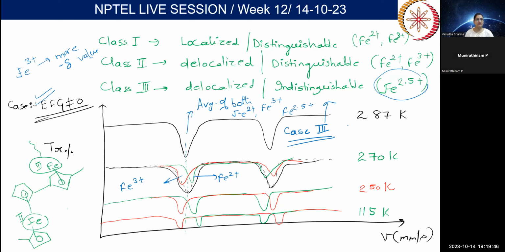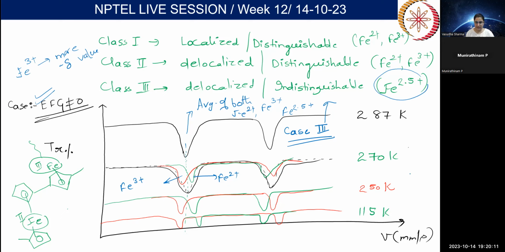So when we were having a high temperature, 287, both of them got delocalized and we got an average oxidation state of 2.5. That's why one signal we can observe, which got split into two because of the electric field gradient. As we are reducing the temperature, we can see that two peaks are coming. That means both Rn2 plus and Rn3 plus are appearing. That could be a condition where they are delocalized, but still distinguishable.